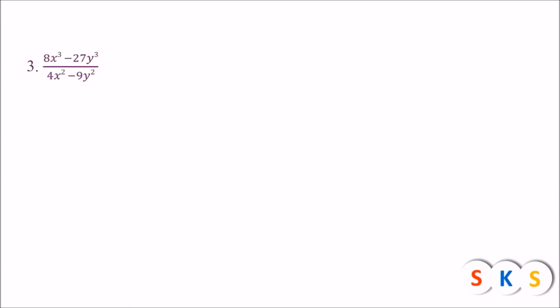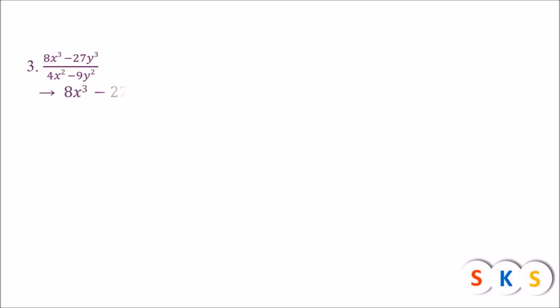8x cube minus 27y raised to 3 whole upon 4x square minus 9y square. So we are going to factorize the numerator as well as the denominator. To factorize the numerator, we are going to use the formula of a cube minus b cube, because you can see the first term is a cube and the second term is also a cube. For factorizing the denominator we will use the formula of a square minus b square, because the first term is a perfect square and the second term is also a perfect square.